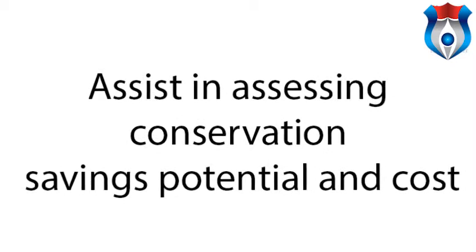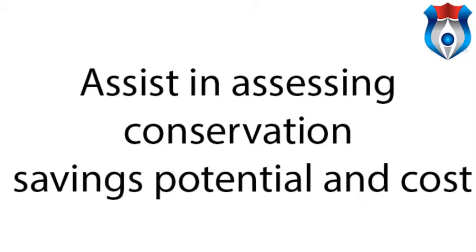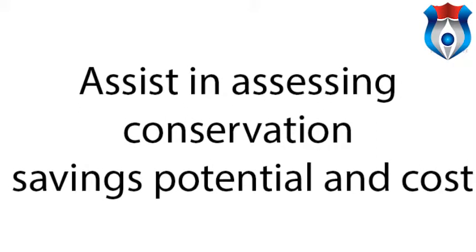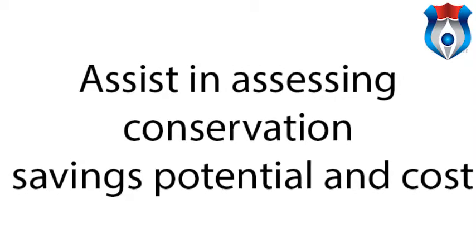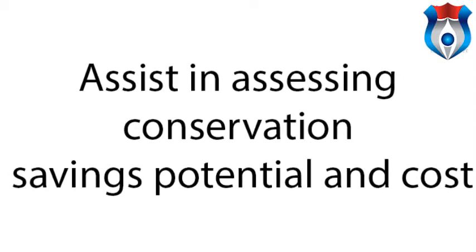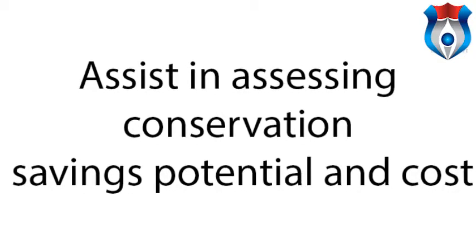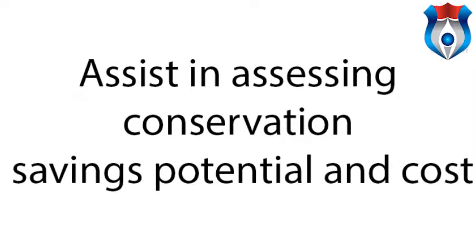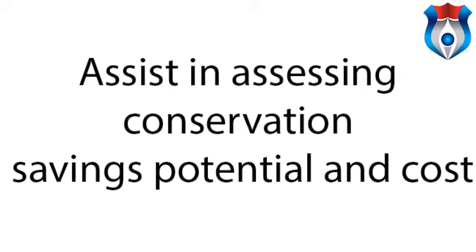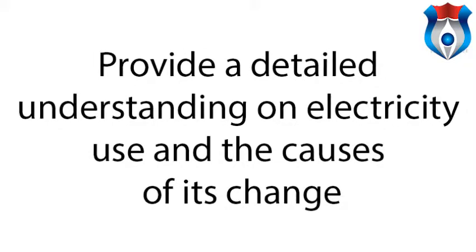Assist in assessing conservation savings potential and cost. The demand forecasts provide estimates of electricity use in appliances and buildings. The potential savings from efficiency improvements will depend on the stocks of buildings. Changing prices will affect fuel choices and efficiency levels for these buildings and appliances, and how utilization of energy will respond to changing efficiency levels brought about by conservation programs. Provide a detailed understanding of electricity use and the causes of its change.